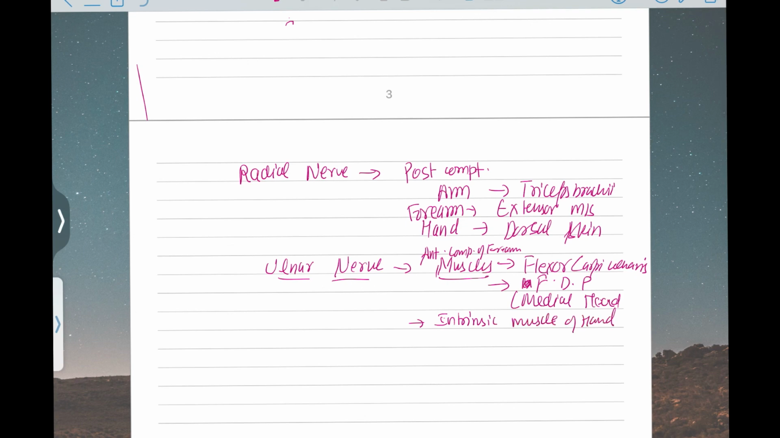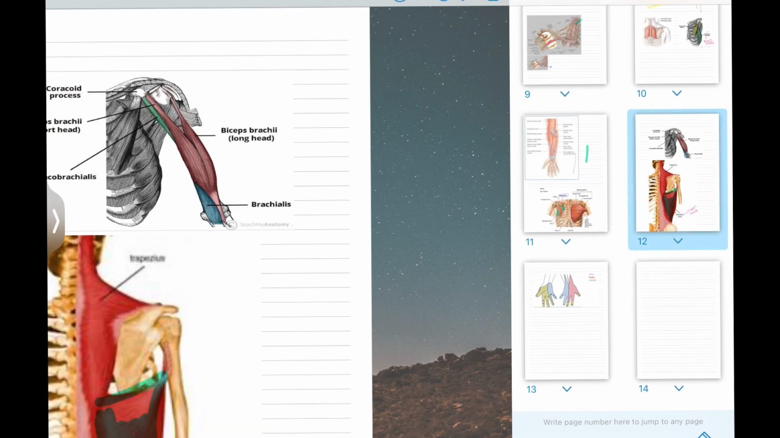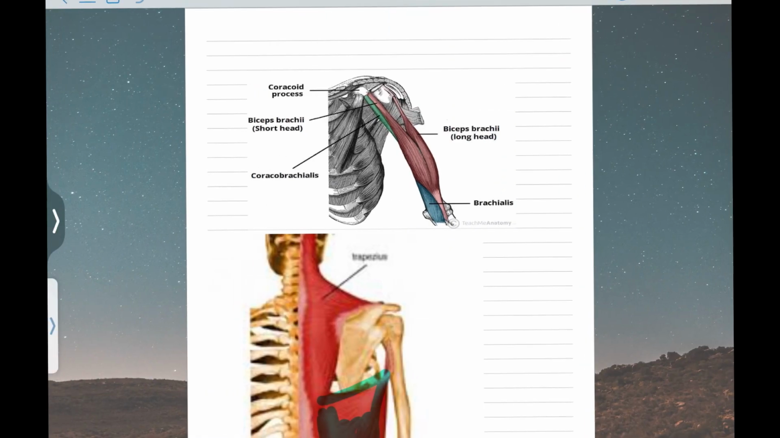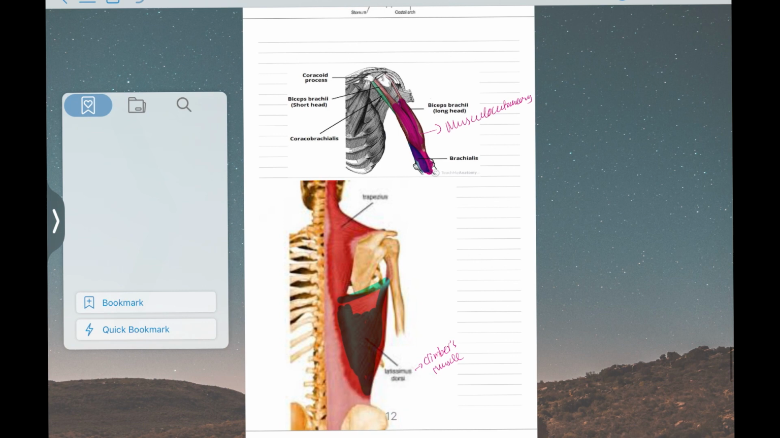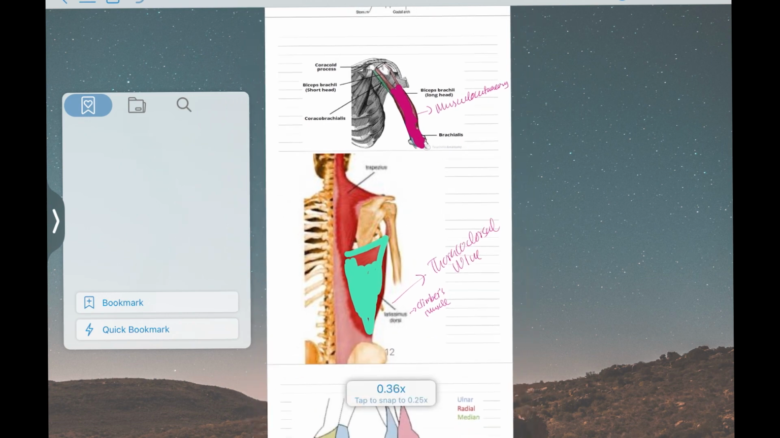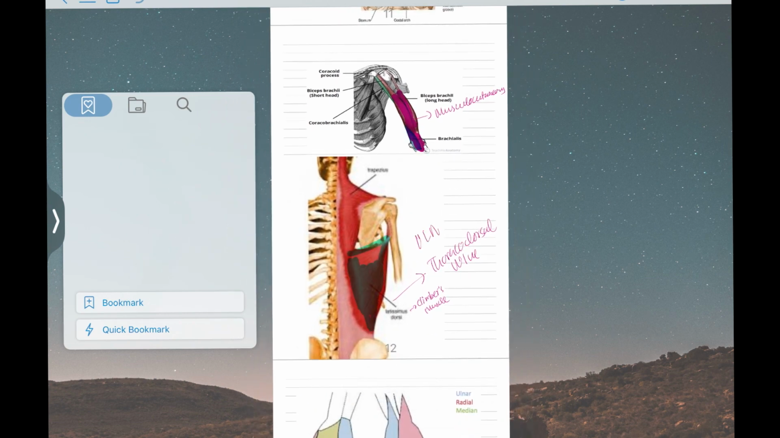So why don't we just make pictures? See, the biceps brachii, the brachialis and the coracobrachialis are all supplied by the musculocutaneous nerve, as I've already told you. The latissimus dorsi is supplied by the thoracodorsal nerve, also known as the nerve to latissimus dorsi, from the posterior cord. Okay.